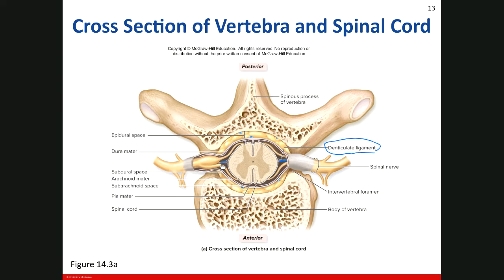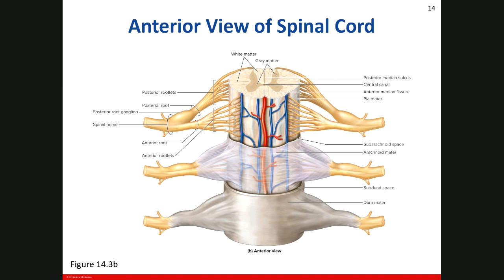So these are the different layers of our meninges and the different spaces here. Again, in this picture, you see the pia mater which attaches to your spinal cord outside. You can see the arachnoid mater here.